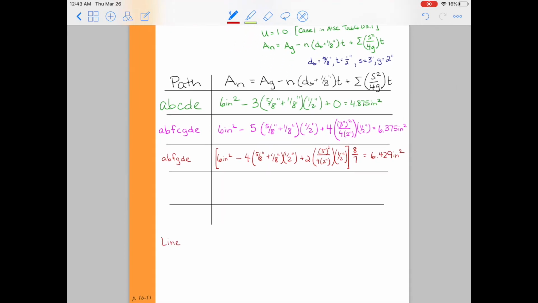And so again, this is just a way to scale things up a little bit because we want to be able to compare the likelihood that each of these paths would fail. And because ABFGDE is subjected to a lower load, only 7/8 of the entire load, then we increase its area by 8/7 so that we can compare apples to apples, if you will.